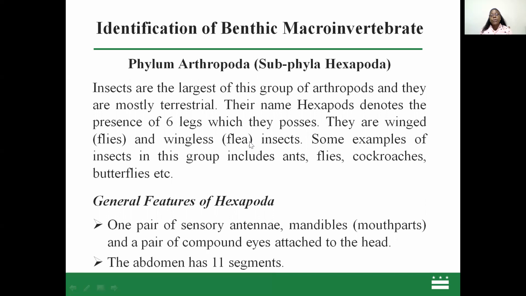The first phyla group we're going to look at is the phylum Arthropoda, and the subphylum is Hexapoda. This group of benthic macroinvertebrates, the insects, is the largest of this group, and they consist of winged and wingless insects. Some examples of the insects in this group are ants, flies, cockroaches, butterflies, etc. One general feature of these organisms is the presence of 11 abdominal segments.